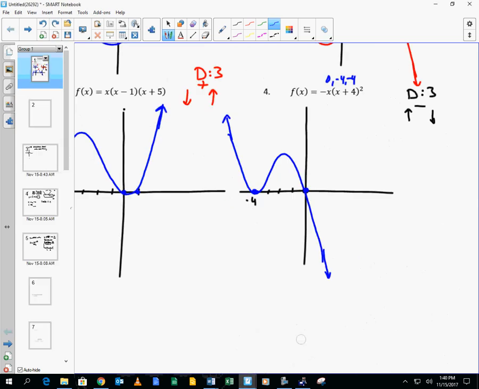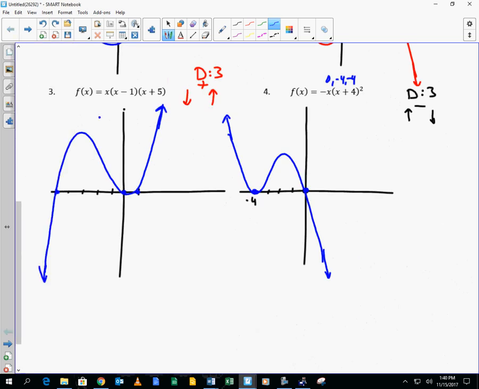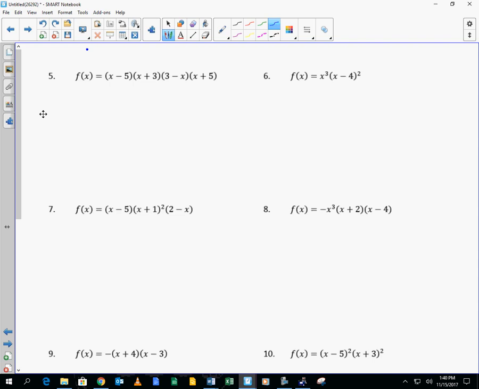All right. Flip it over. Do a few more here. What degree is number 5? It is a fourth degree, positive or negative. Because if you were to multiply it out, you would get a negative x to the 4th. Very good. So it's going to finish down and start down because it's even. Very good.